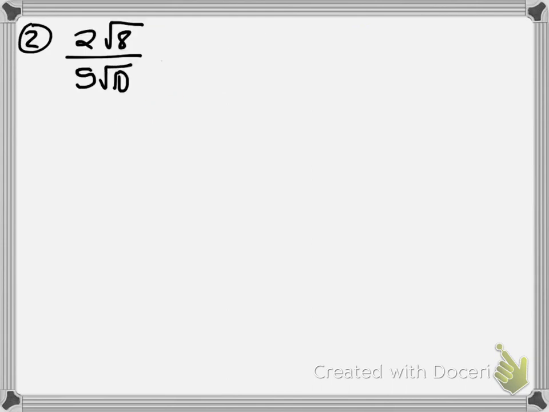So let's look at this next one. We have 2 times the square root of 8 divided by 5 times the square root of 10. So we want to get rid of that square root in that denominator. So what 1 am I going to be multiplying by? Square root of 10 over square root of 10. So that's that 1.